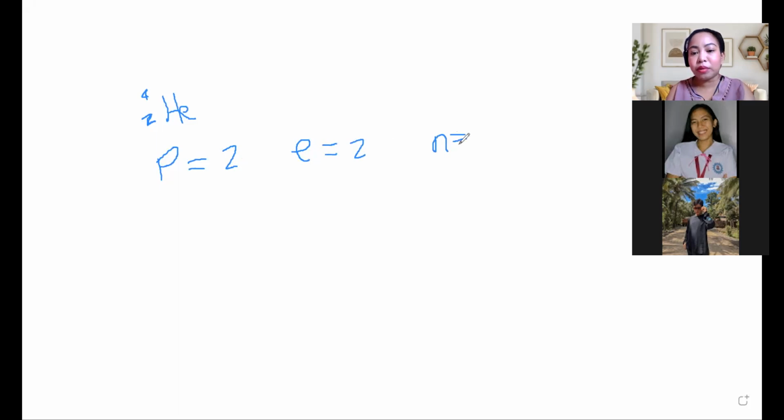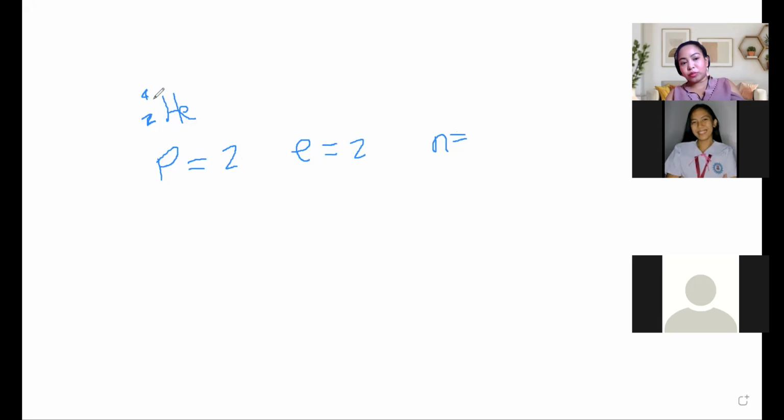How do we know the number of neutrons? We will know the number of neutrons when we subtract the atomic number from the mass number. So, 4 minus 2 is equal to 2. So, this is just a simple atom or a neutral atom.